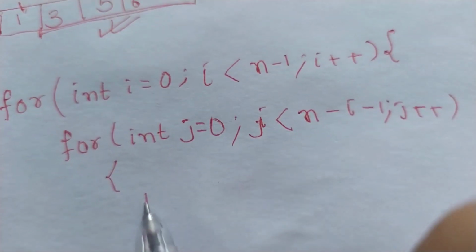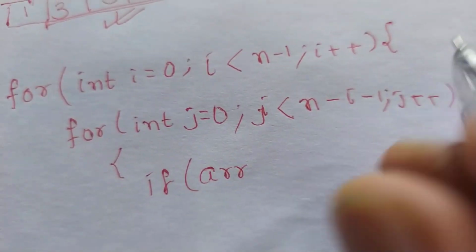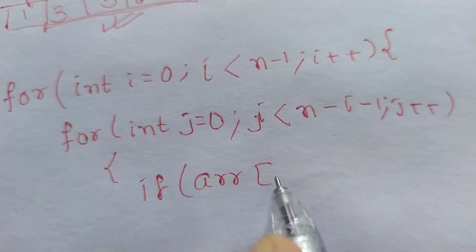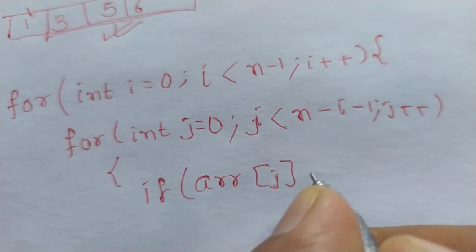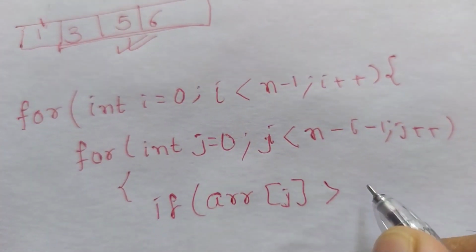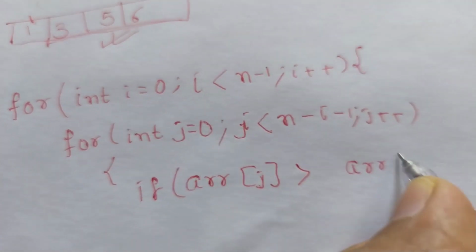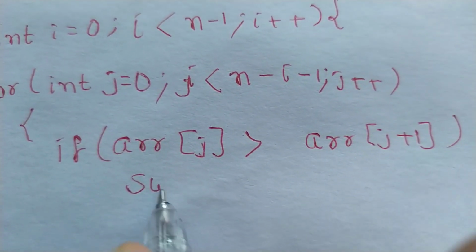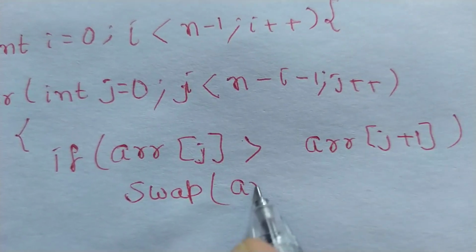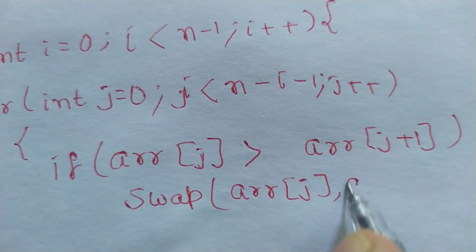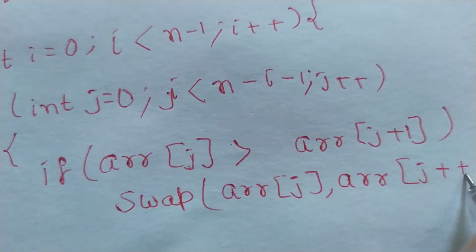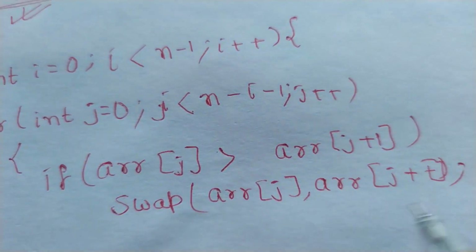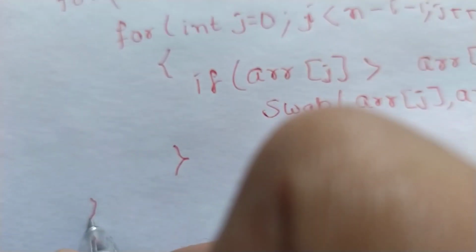So now if our array element at index j is found to be greater than the element at j plus 1, then we are going to swap them. In this way our array is completely sorted. So this was the bubble sort algorithm. Thank you.